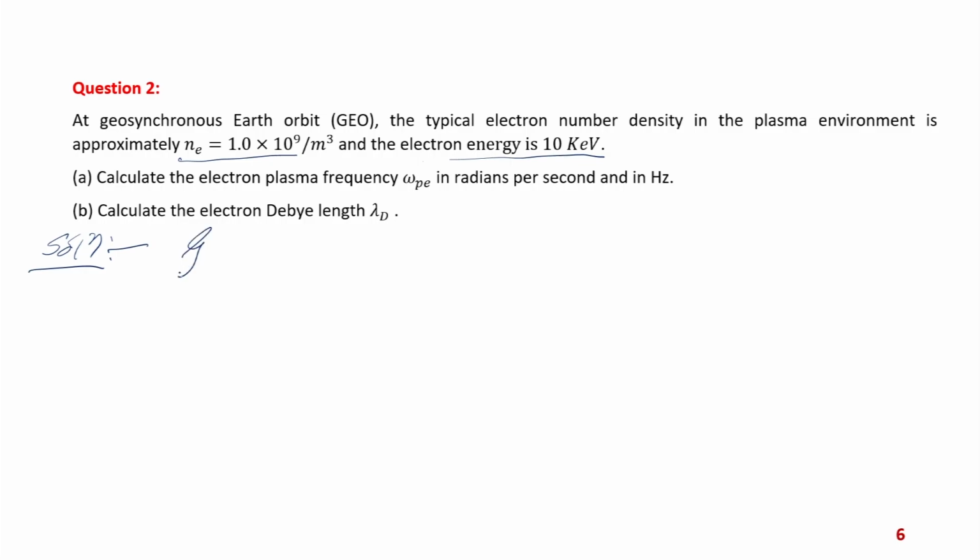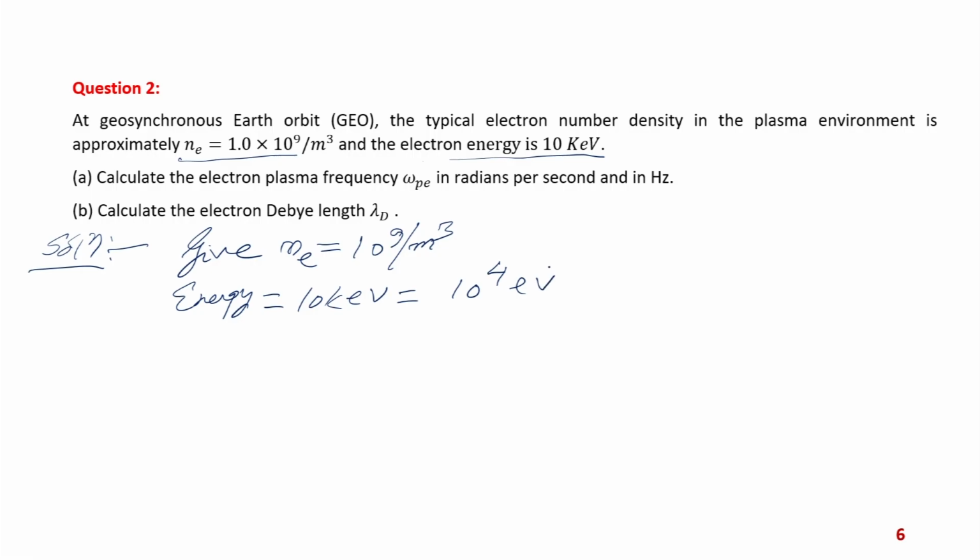So, given N e, that is the density of the plasma, the electron density. So, this is 10 to the power 9 per meter cube, and this is electron. So, the energy is given. The energy is equal to 10 kilo electron volt. So, it means it is 10 to the power 4 electron volt.